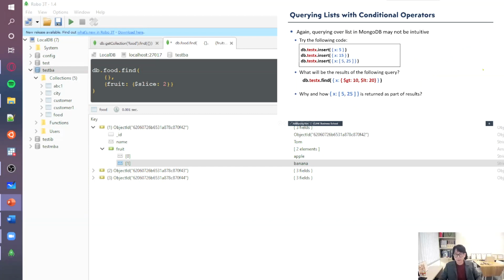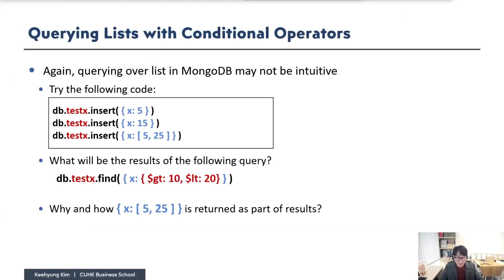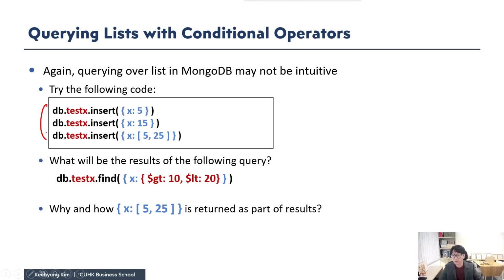Okay. So let me go to the next one. Let me zoom this screen. Okay. So this is also another complex part. When you actually deal with the list in the query, there are a lot of complex things happening. So this is one of them, and I want to show you. So let's try these 3 lines of code first to prepare some simple data set. Basically what I'm doing is that I create a test X collection, and in this collection, I added these 3 documents.